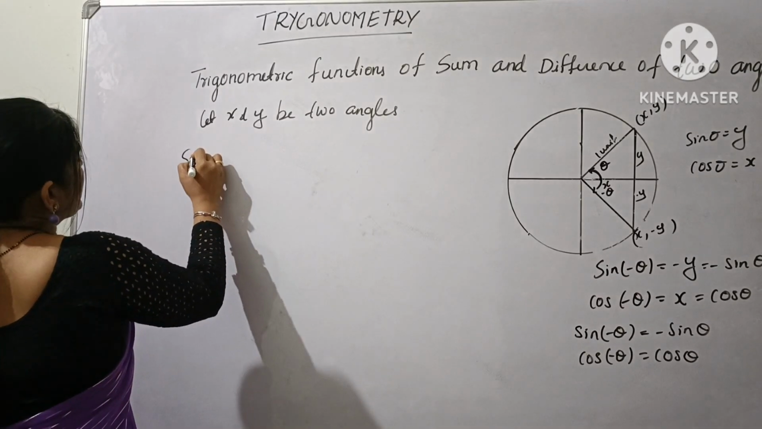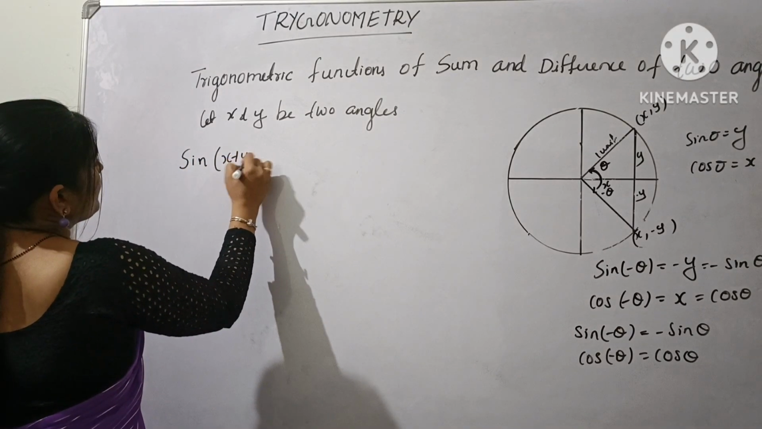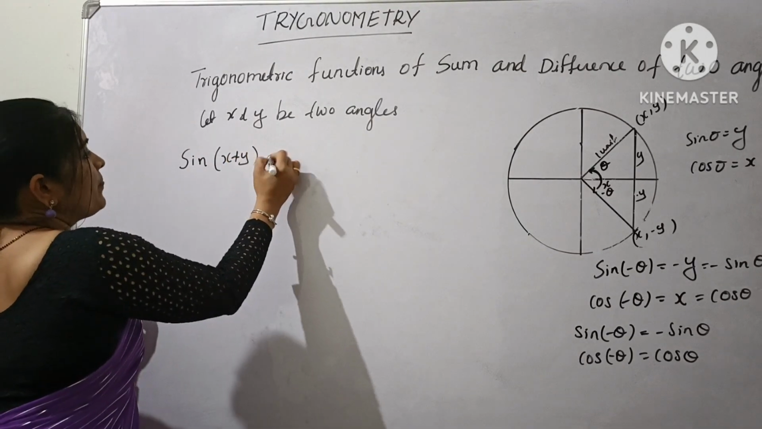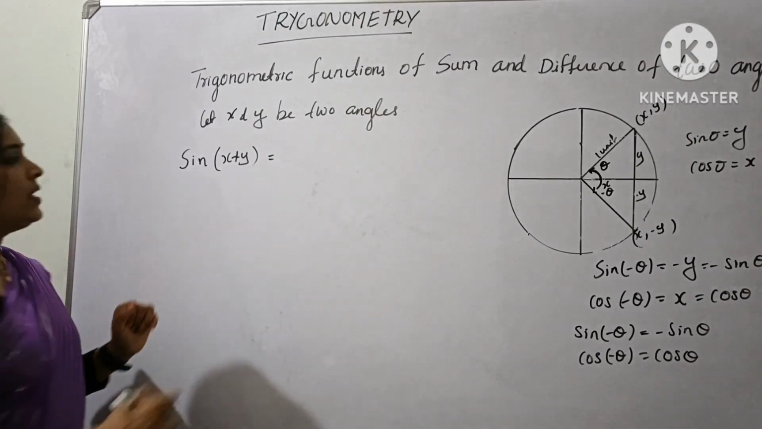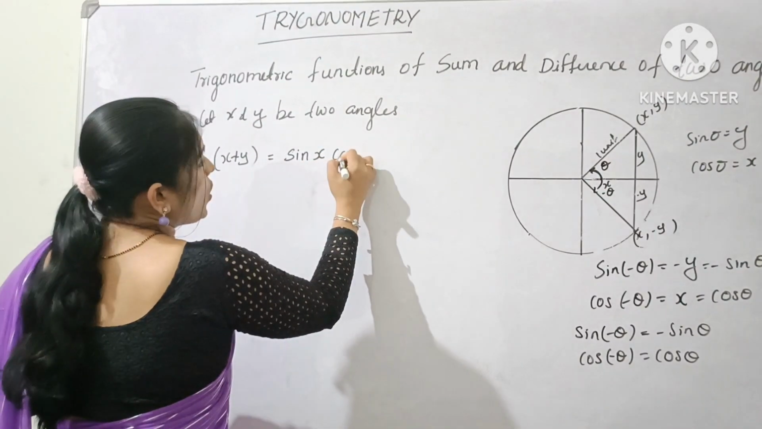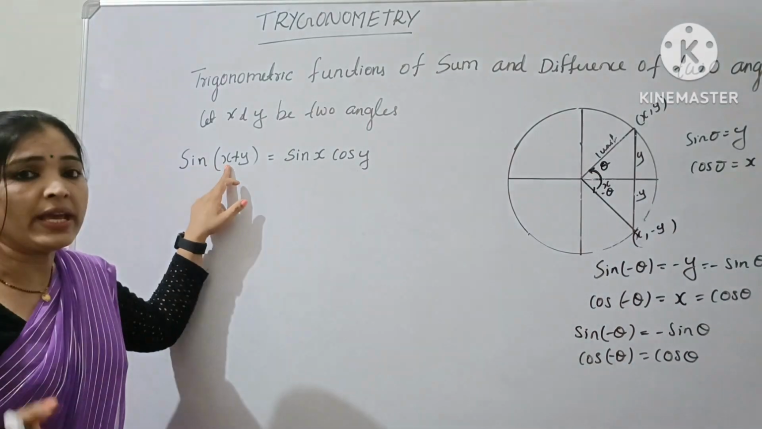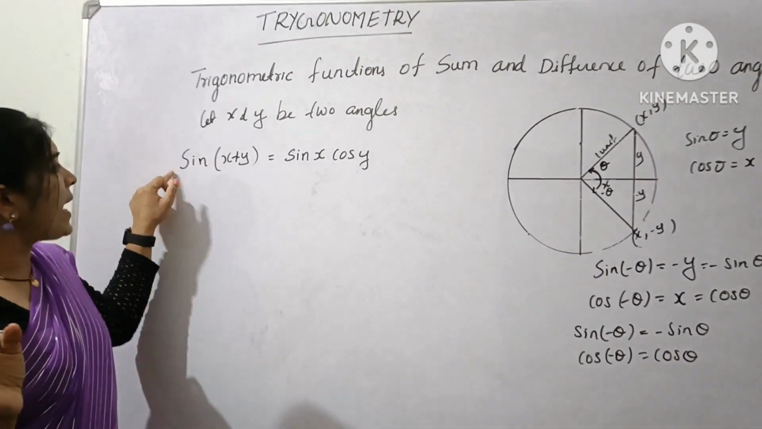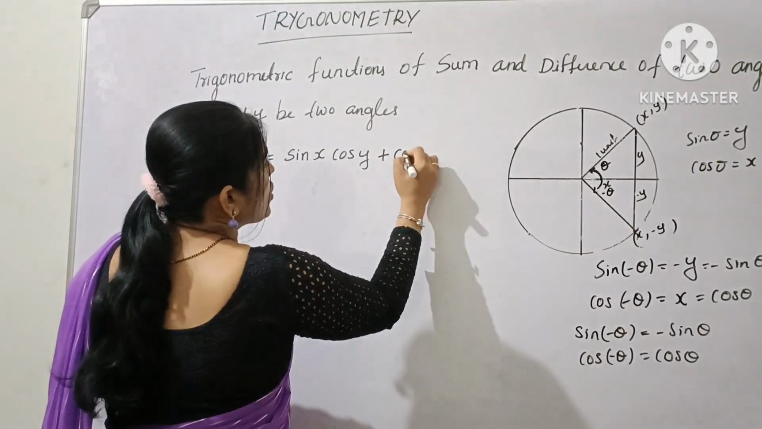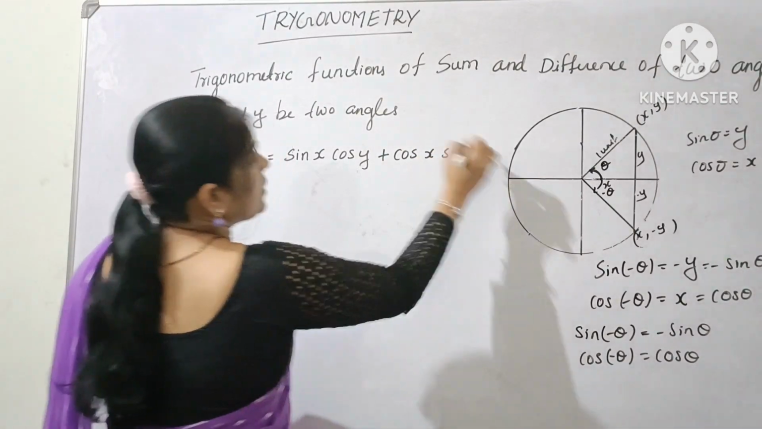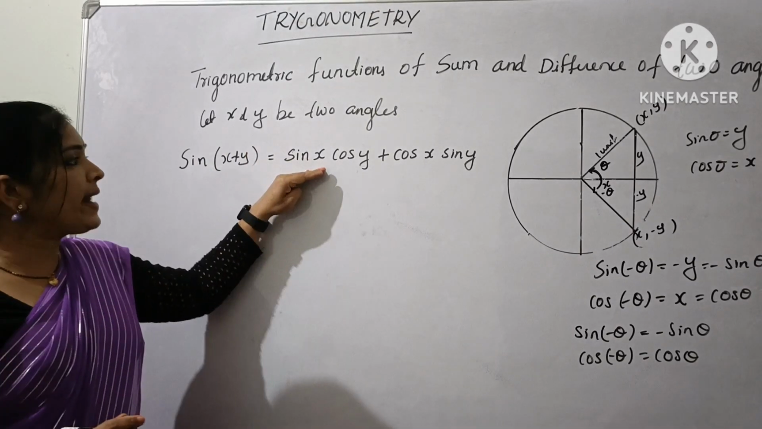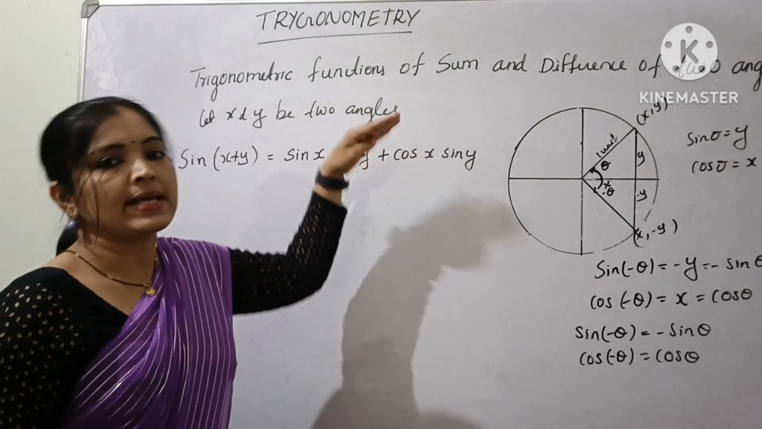So here the first one is sine of x plus y. Okay, the proof is there, but no need of proof. Just study this formula. Sine of x plus y is nothing but sine x cos y. Okay, here what are x and y? X and y are angles. Okay, sine of x plus y is equal to sine x cos y plus cos x sine y. Okay, remember, sine of x plus y is equal to sine x cos y plus cos x sine y.